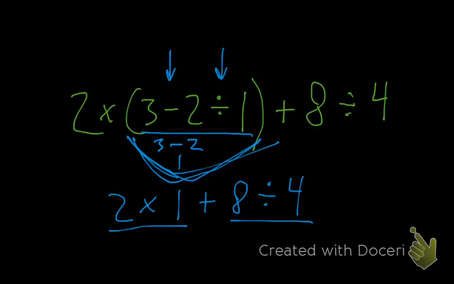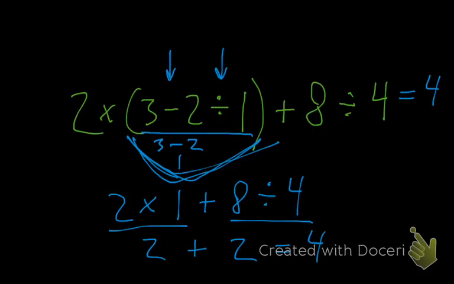Let's see. 2 times 1 is 2. Keep this plus there. 8 divided by 4 is 2. And now we're finally just left with 2 plus 2, and that's 4. This whole thing up here is just 4.